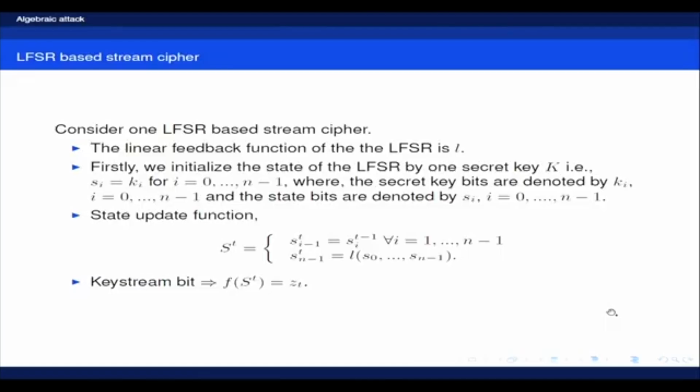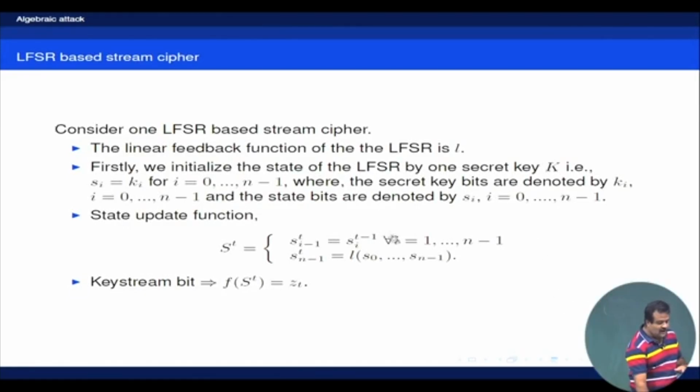Now this f is for an LFSR based stream cipher. We know this f is basically the updating function. This LFSR has an update function: all the bits shift by one position except the last bit, the nth bit. The nth bit is the linear feedback of these bits, depending on the polynomial we are going to use. And xt is the state.